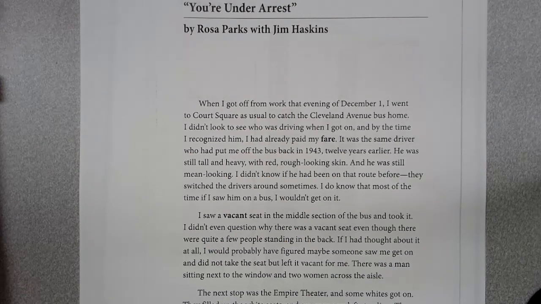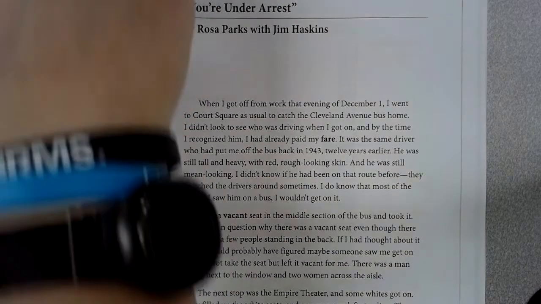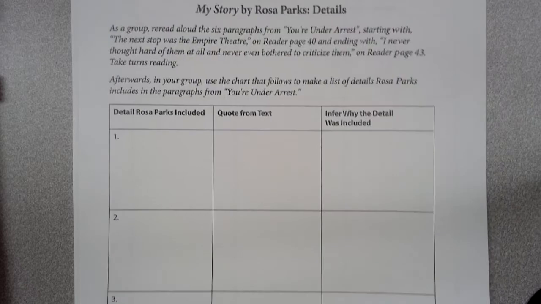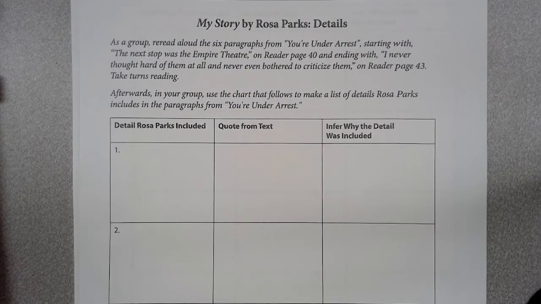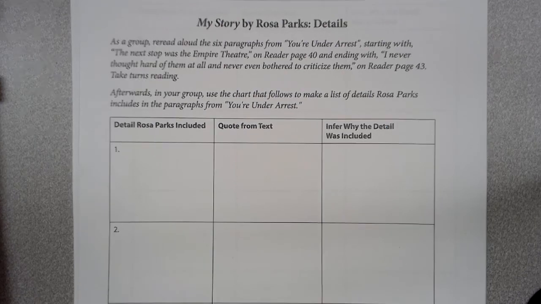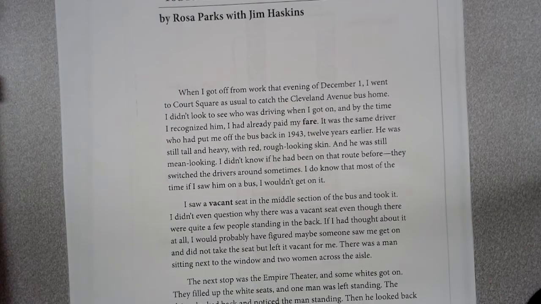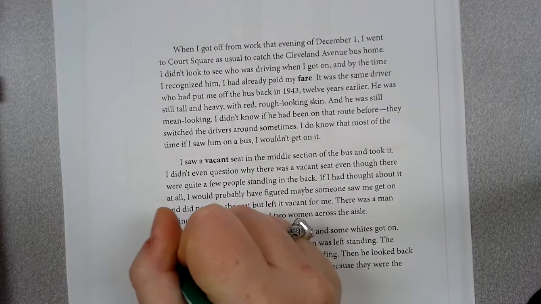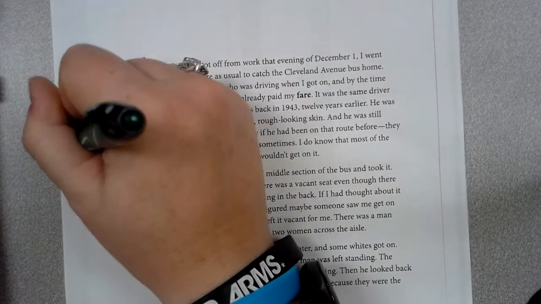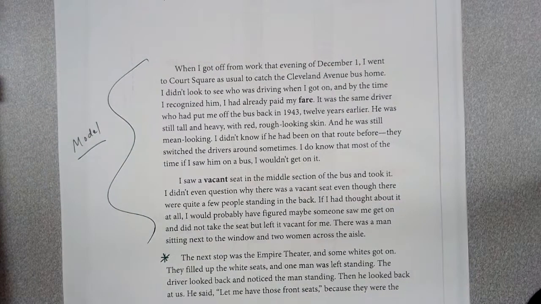So, what we're going to be doing is looking at important details throughout the story. And what you're going to be looking at is this page right here. It says, as a group, and you're by yourself, so it's not maybe your parent, reread aloud the 6 paragraphs from You're Under Arrest, starting with "next stop was Empire Theater." So that would be right here. So you will start here. All right. This up here, I'm going to model it for you just to show you what we're going to be doing.